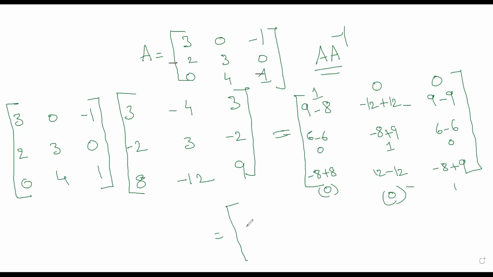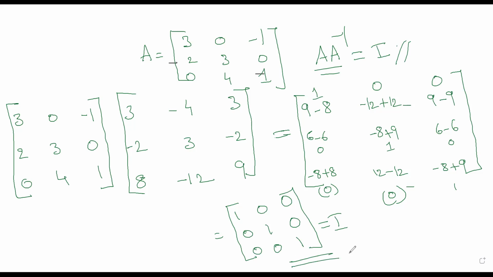You see this? 1, 0, 0, 0, 1, 0, 0, 0, 1. So whatever the inverse you got, if you multiply the inverse with the original matrix, A times A inverse, that should give you I. You should end up with this matrix. Principal diagonal will be 1, 1, 1 and the rest 0. This is called identity matrix. Okay? Clear? So this is how we solve the inverse of the matrix.